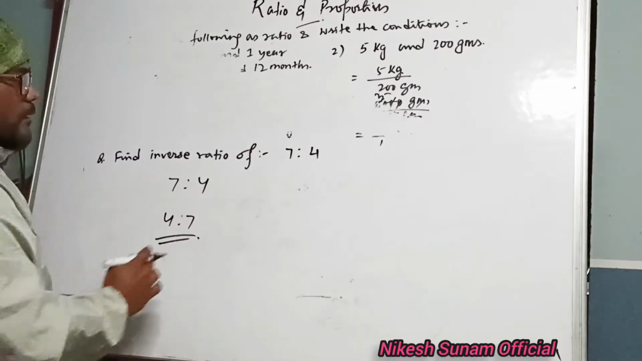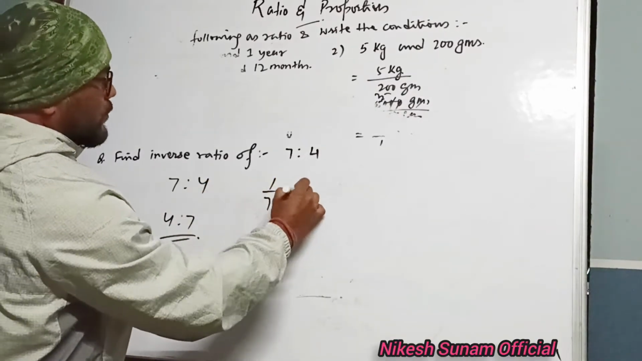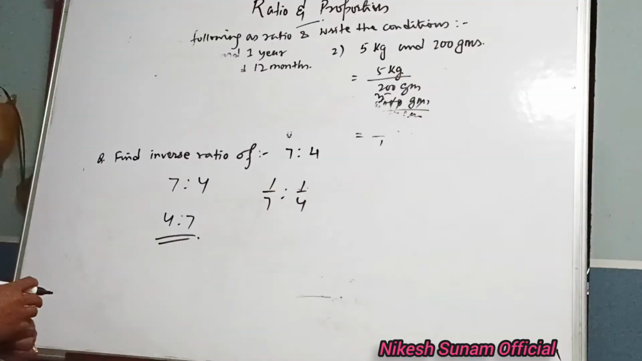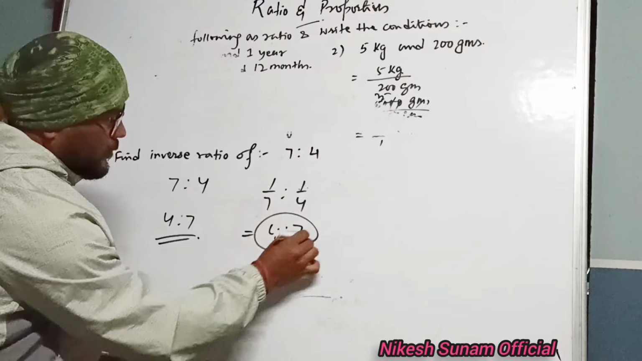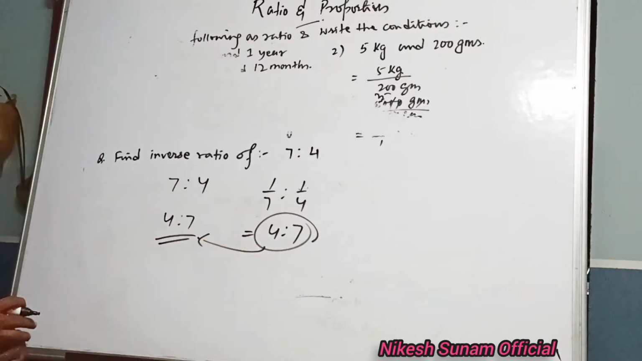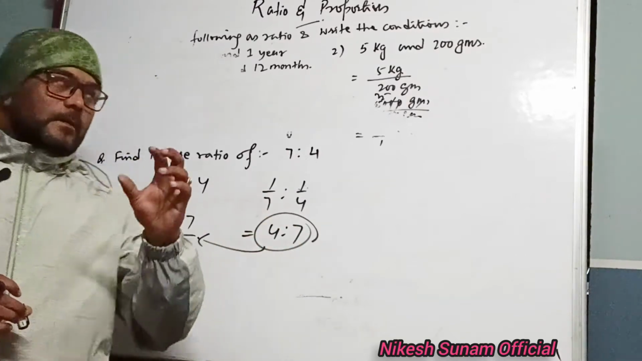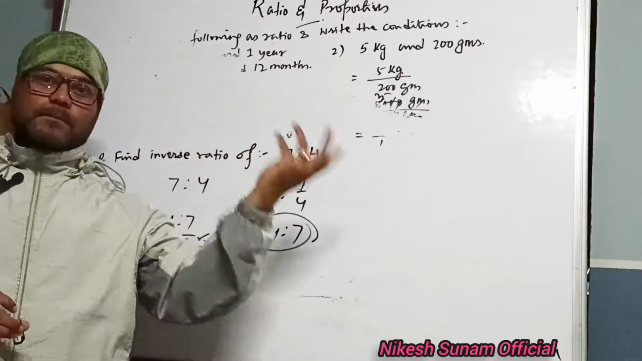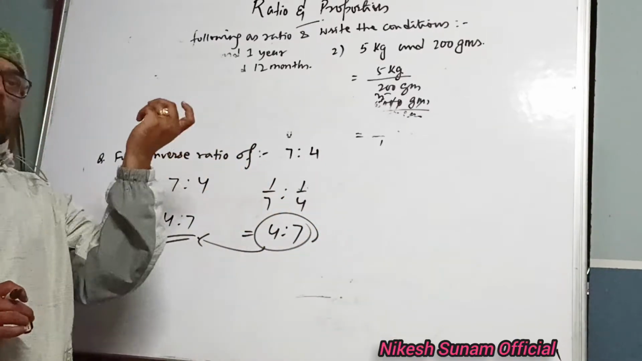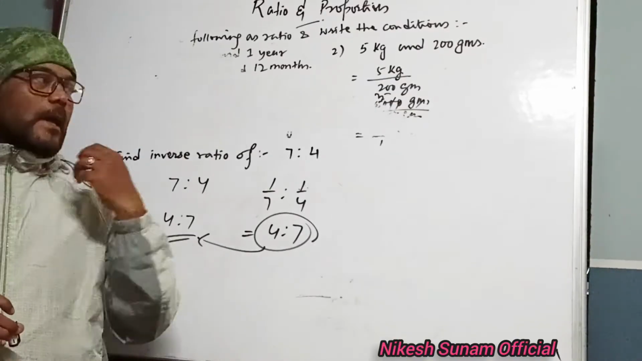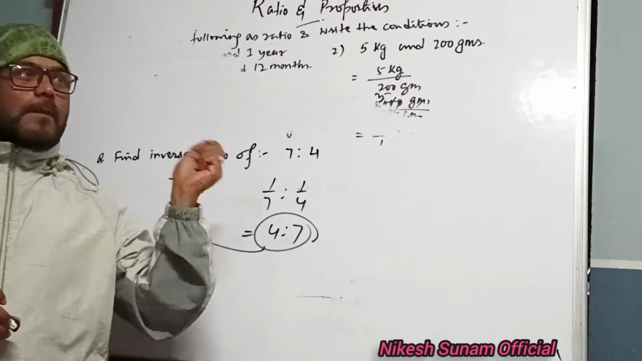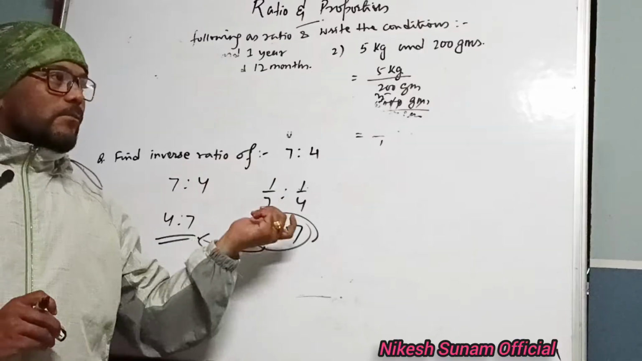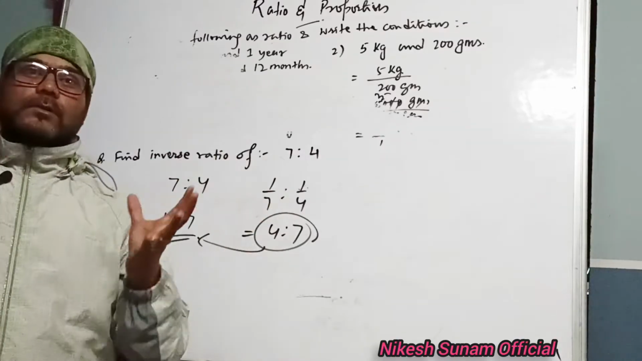How it becomes 1 by 7 is to 1 by 4: you just take the reciprocal and cross multiply it. So you will get the inverse ratio. I have already explained the 3 types of ratios, the mixed ratio or compound ratio, and how you are supposed to get the inverse ratio, because questions related to these properties are very important. Many questions are based on them.